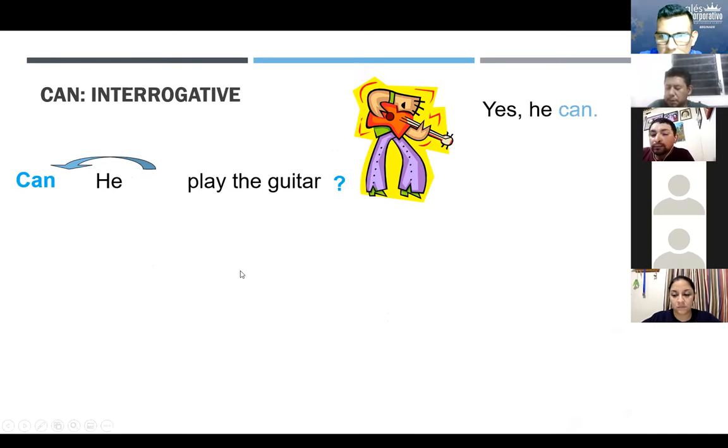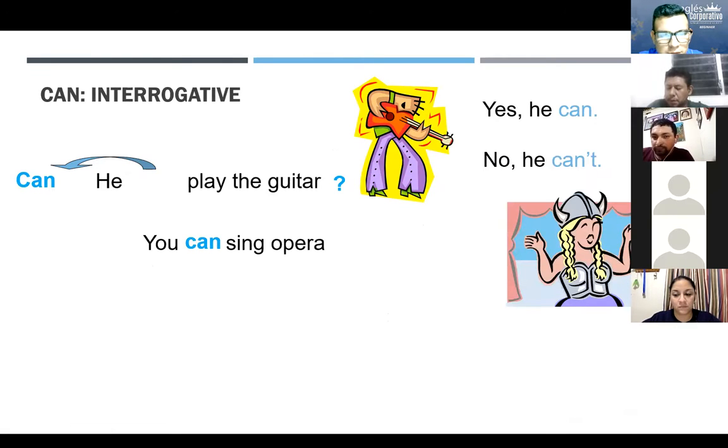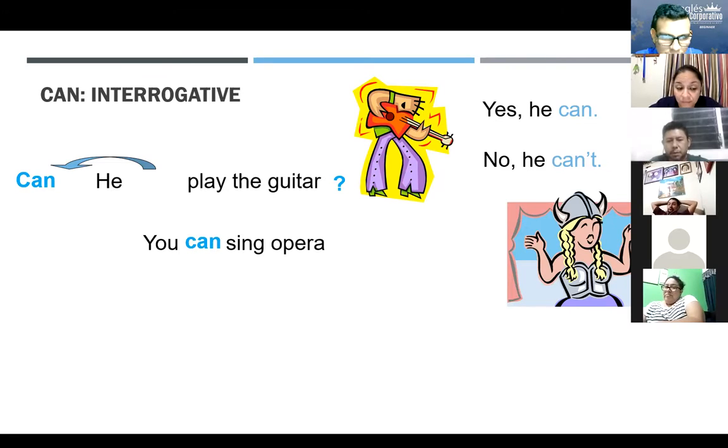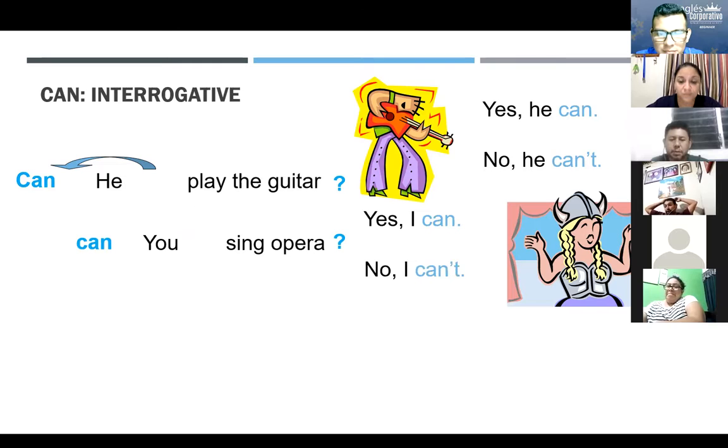Okay. Yes, he can. No, he can't. You can sing opera. ¿Cómo sería la forma? Pregunta, Miss Arely. Puede activar su micrófono. Can you sing opera? Perfect. Excellent. Can you sing opera? Yes, he can. No, I can't.